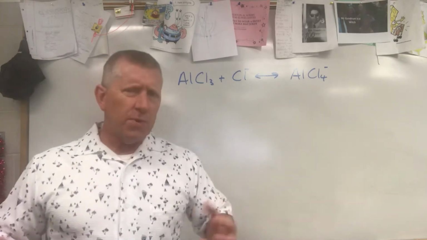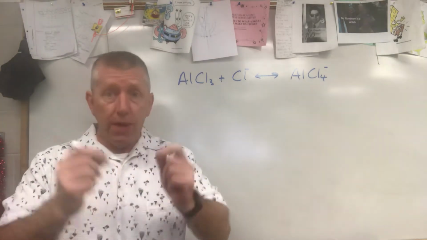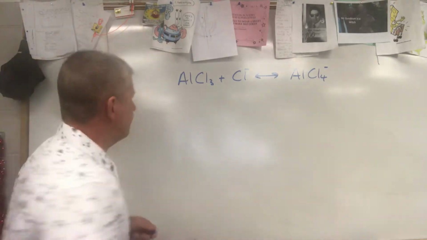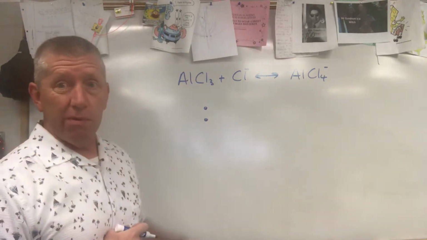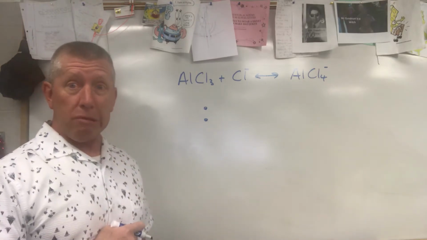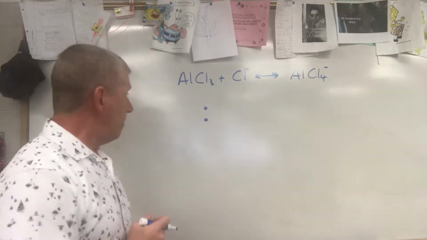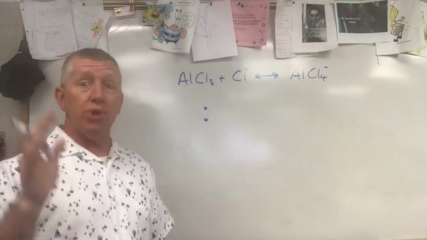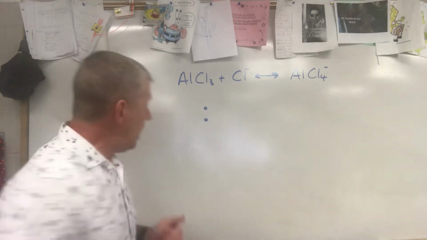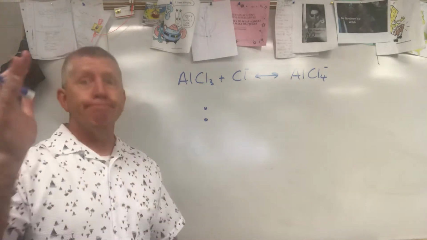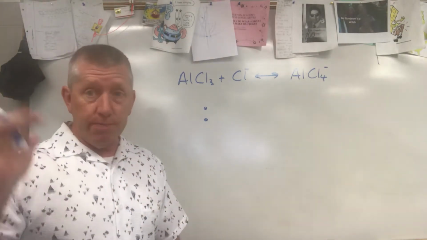So what's the difference between the Lewis definition and the other two? All right, here we go. That's the difference. What's that? It looks like two eyeballs. No, those are two dots, an unshared pair. It's a pair of electrons, two unshared electrons. And that pair of electrons, that's the key to Lewis acid-base.